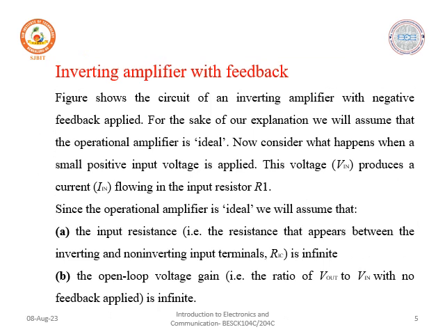Considering the inverting amplifier with feedback, the circuit of an inverting amplifier with negative feedback applied, for the sake of our explanation, we will assume that the operational amplifier is ideal. Now consider what happens when a small positive input voltage V in is applied. It produces a current I in flowing in the input resistance R1. We will assume that the input resistance, that is, the resistance that appears between the inverting and non-inverting input terminals, is infinite. The open loop voltage gain, that is, the ratio of output to input with no feedback applied, is infinity.